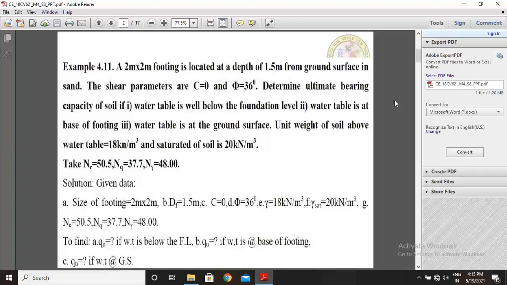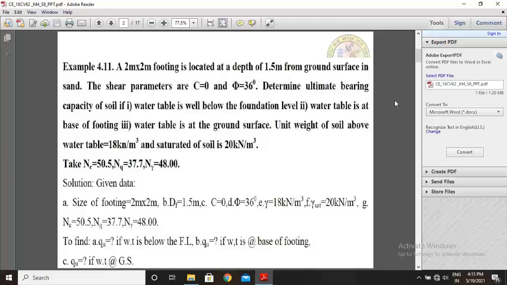Solution. Given data, size of footing is given 2 meter by 2 meter, depth of footing is given 1.5 meter, C is given 0, phi is given, that is 36 degree, unit weight of soil gamma is given 18 kilonewton per cubic meter, saturated unit weight is given 20 kilonewton per cubic meter, and bearing capacity factors NC equal to 50.5, NQ equal to 37.7, N gamma equal to 48.00.